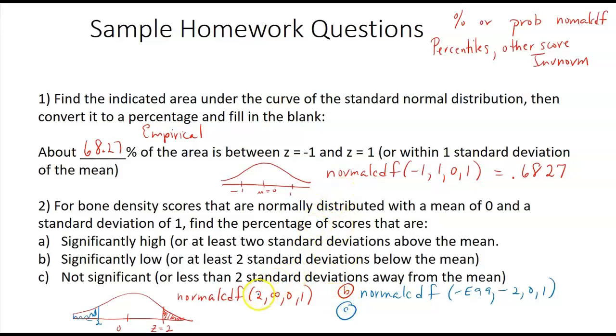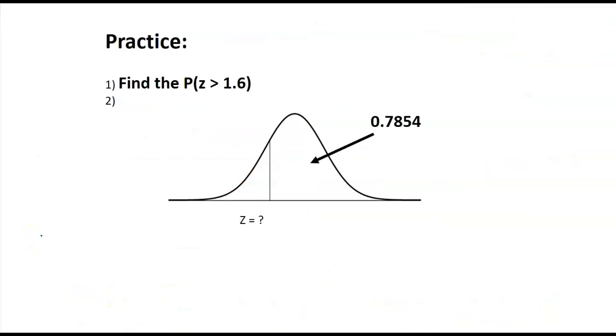And then part C, the part that is not significant, that's this part in the middle here. So we'll do the normal CDF from -2 to +2, and that's going to give me those that are not significant.